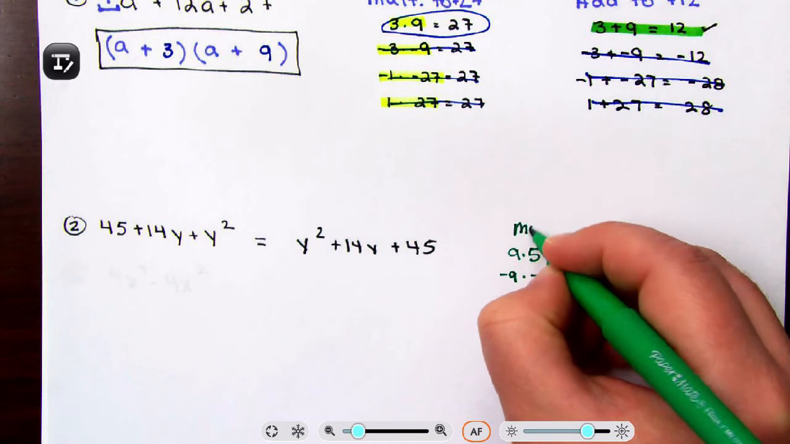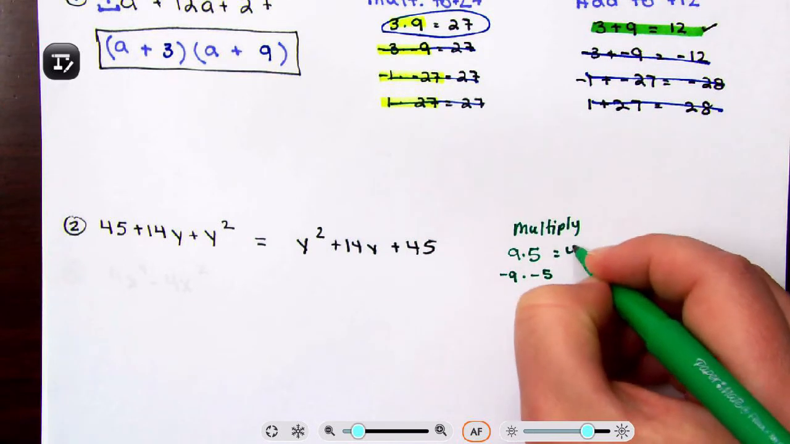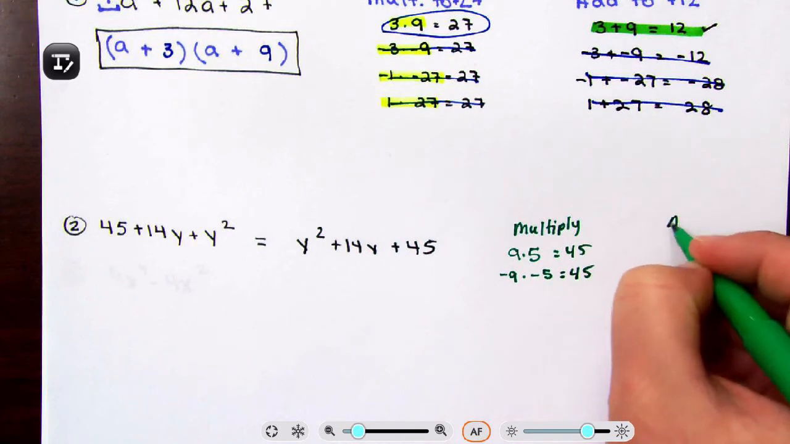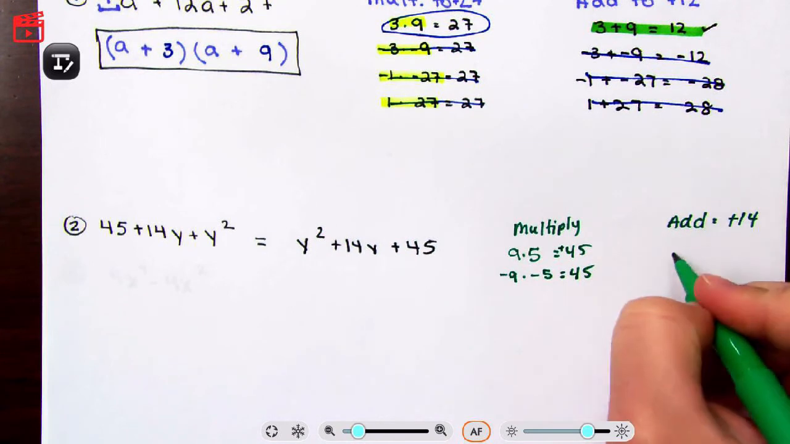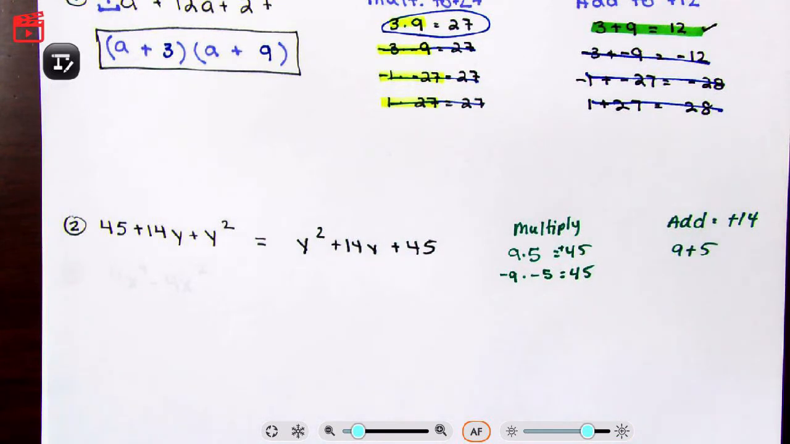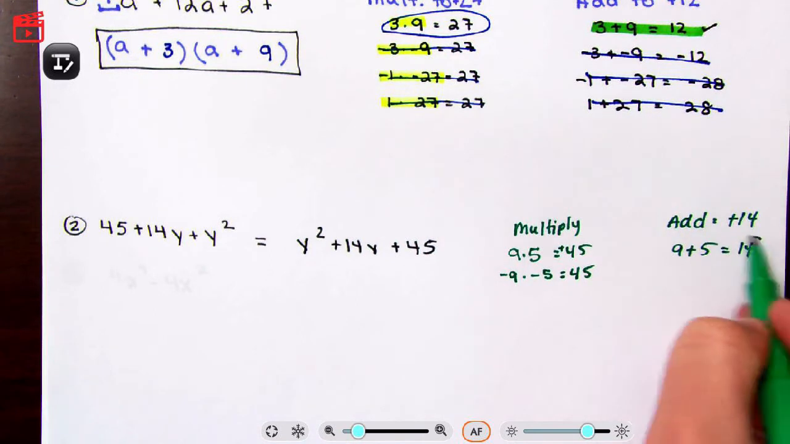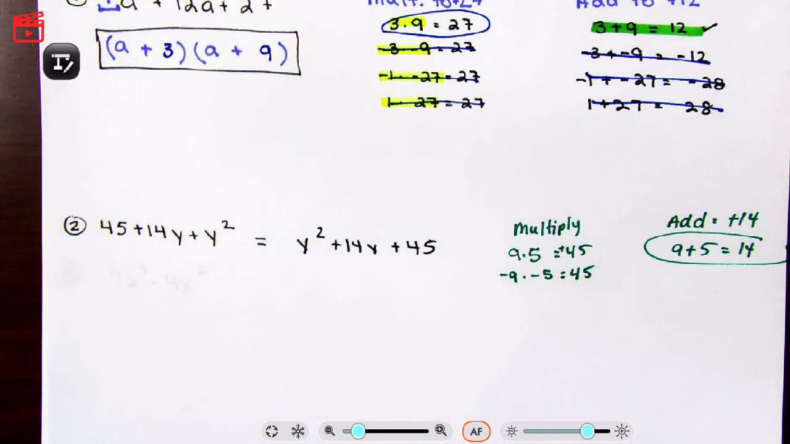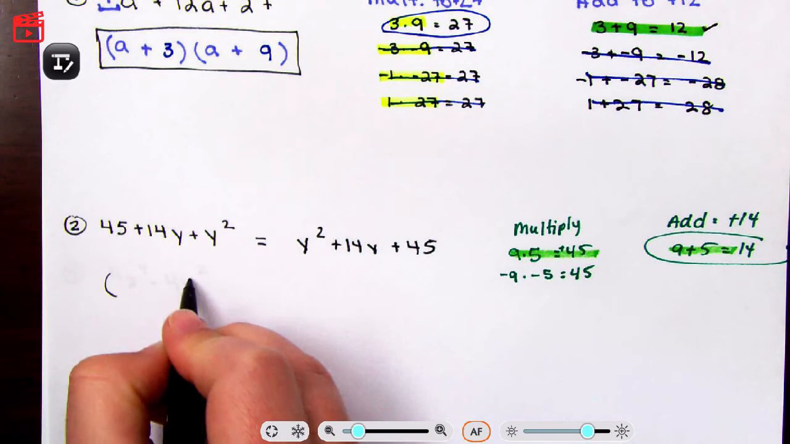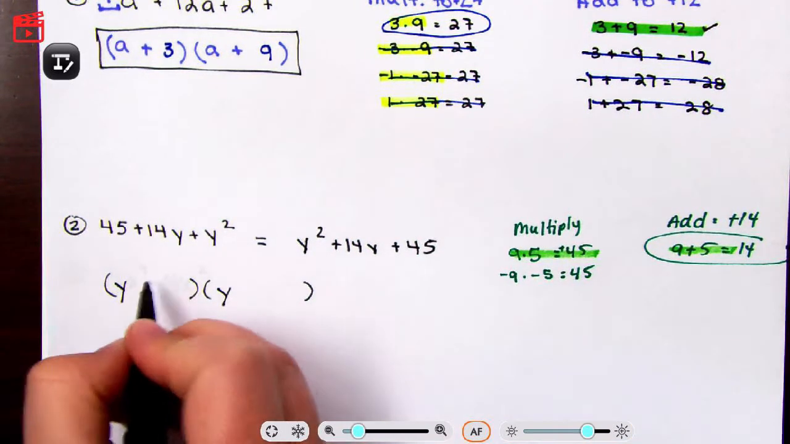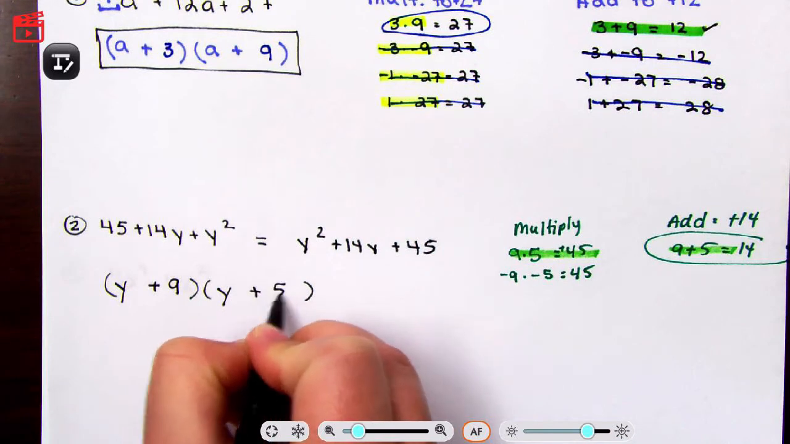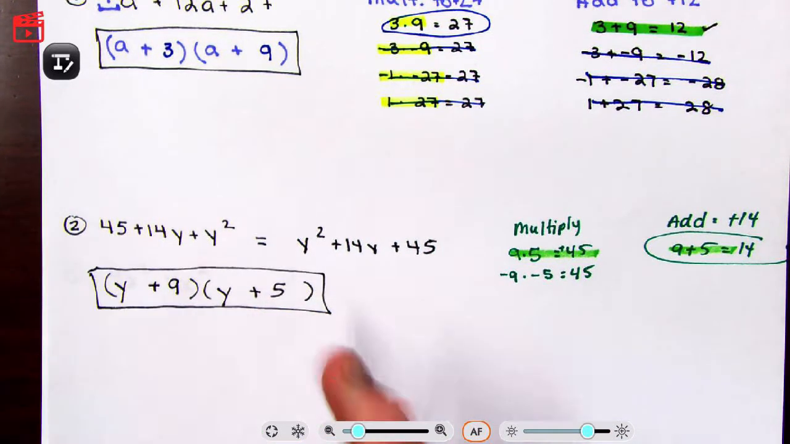So this is multiply to 45, and we're going to add to positive 14. And again, this is positive 45. So I'm thinking 9 plus 5, because 9 plus 5 is 14. So the more you do this, you guys, the less factors you have to actually write out because you're going to be able to see them. So our two factors are 9 and 5. We're going to write our two parentheses. We have a y instead of an a here, so I'm going to write y and y here. 9 is a positive, 5 is a positive, and therefore we have our two factors.